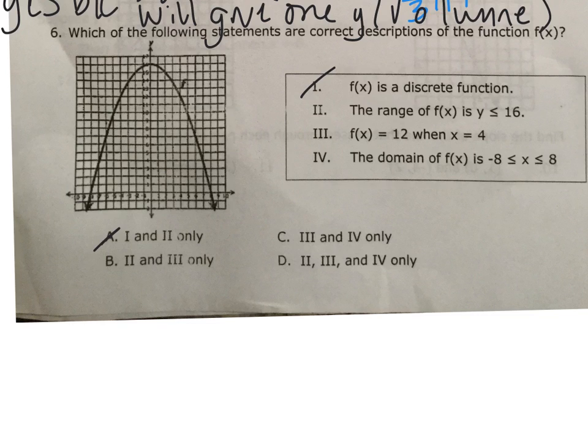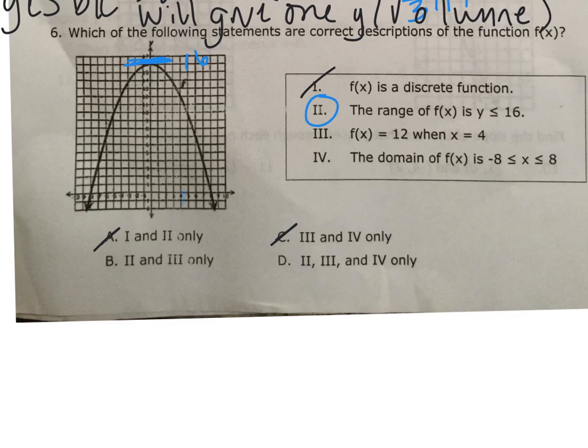The range of f of x is y is less than or equal to 16. So I'm going to my y, and I'm going right here. Right here, that is 16, and it's everything below, so that one's true. Okay, so that one's true, so it cannot be letter C. Okay, f of x equals 12 when x equals 4. So I'm going over here where x equals 4, which is right here.